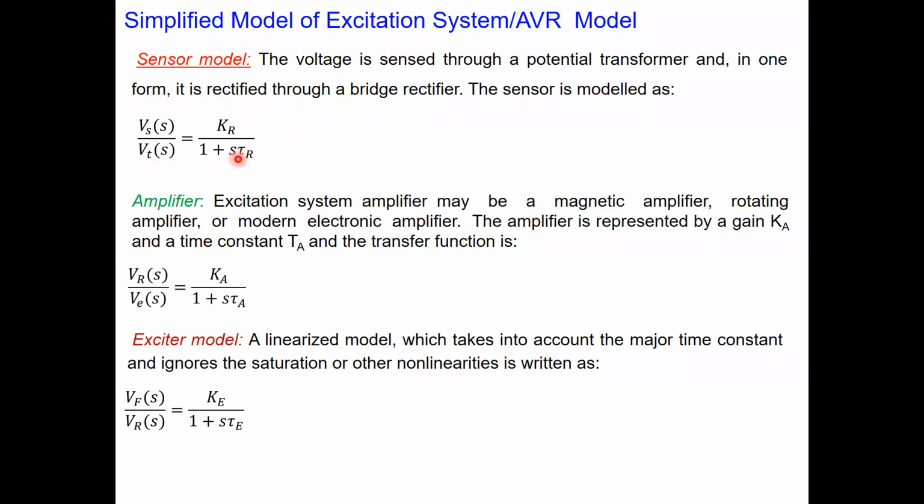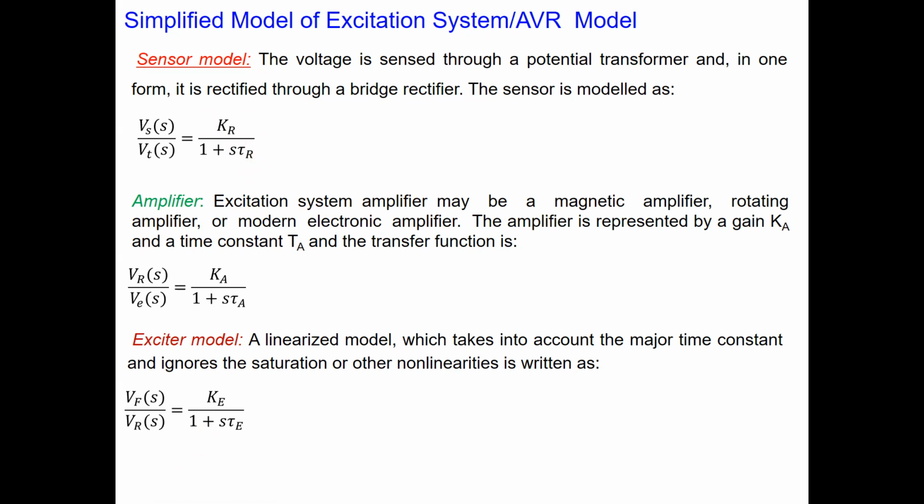You can see the output voltage signal of the sensor, and this is the generator terminal voltage. So we take the ratio of the output of the sensor to the input of the sensor. The input is the generator terminal voltage, and the output is the sensed value, the measured value. This is how we define it. The sensor can have some gain, and it will have some time constant. This quantity represents the time constant for the sensor dynamics.